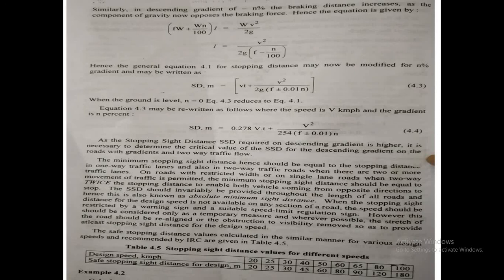In tabular form, the values are there: the stopping sight distance values for different speeds. The design speed is 20, 25, 30, 40, 50 up to 100, and the safe stopping sight distance for the design in meters is 20, 25 up to 180. Depending upon speed, we take the stopping sight distance. So this is the information.